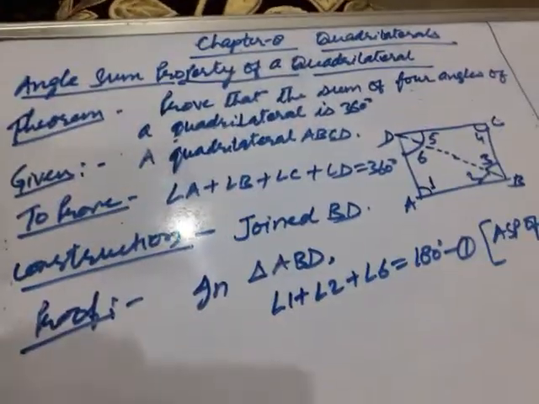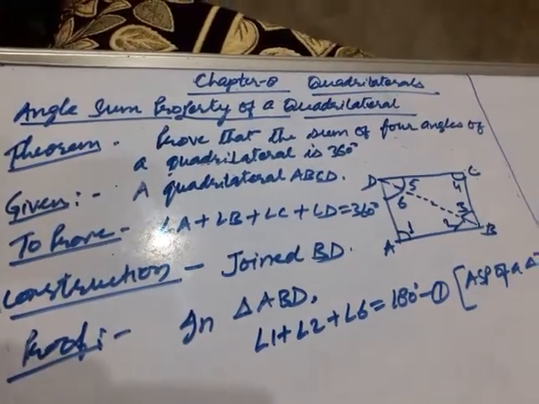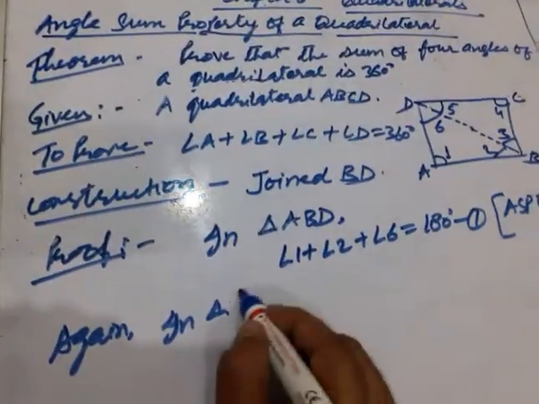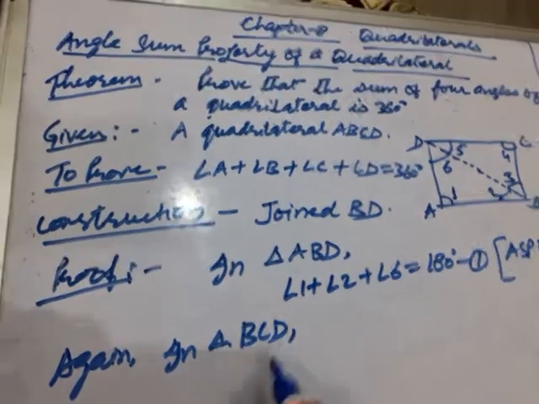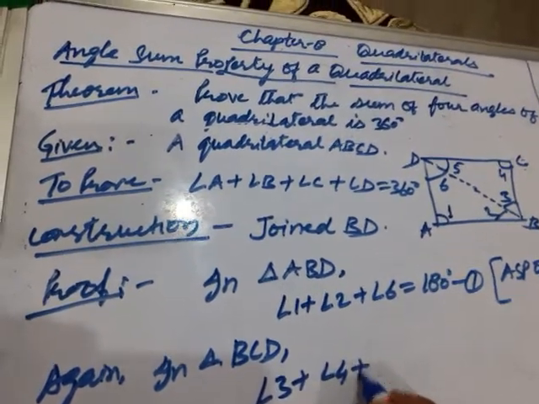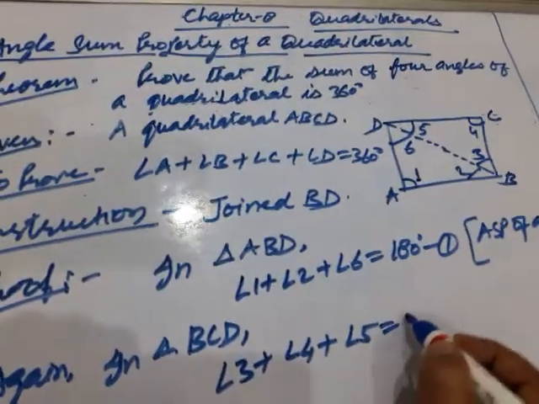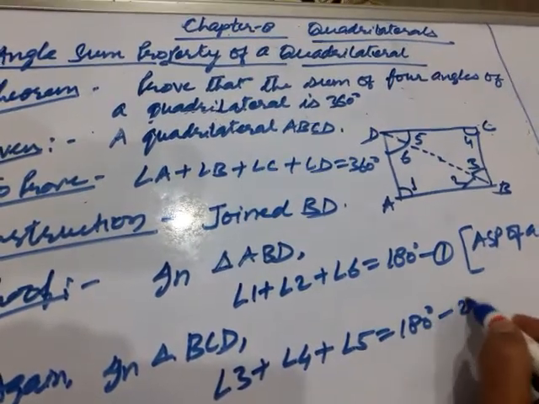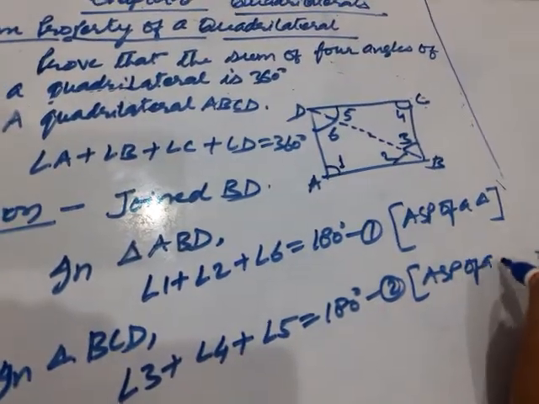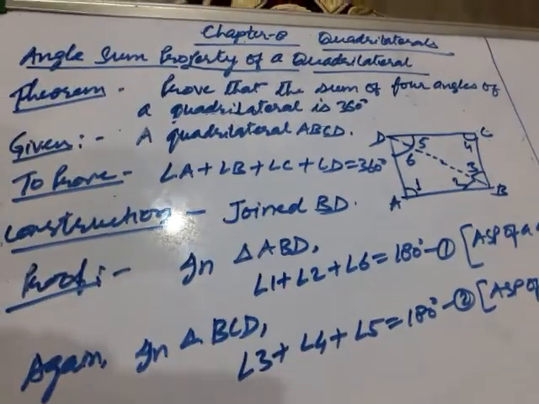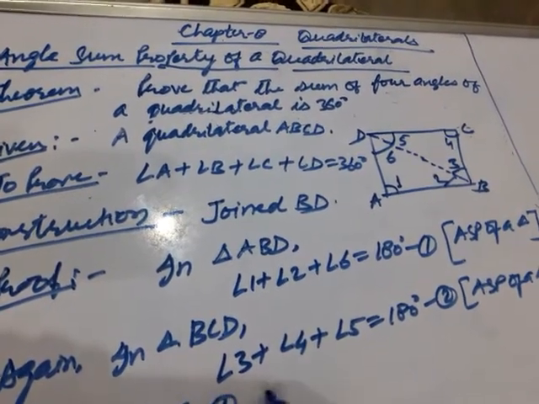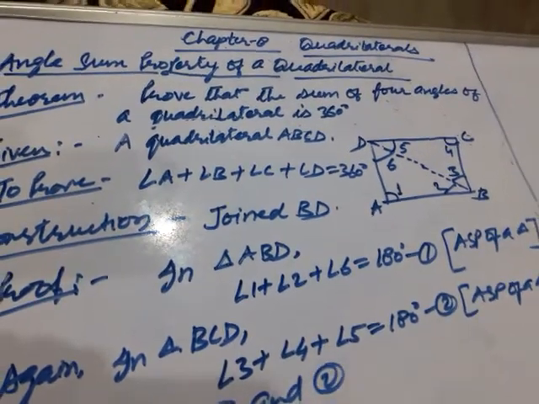Okay, children. Now again in triangle BCD, what do we have? That is angle 3 plus angle 4 plus angle 5 equal to 180 degree. Clear? This is equation number 2, and this is also known as angle sum property of a triangle. Okay, children. Now adding equation number 1 and 2.